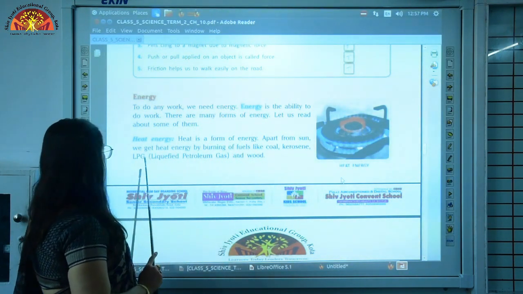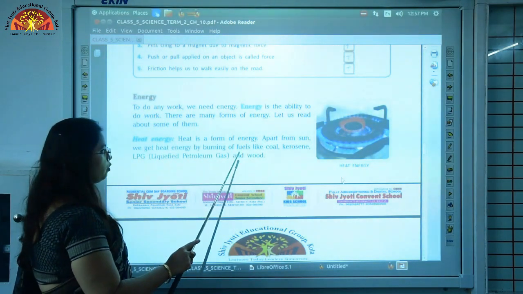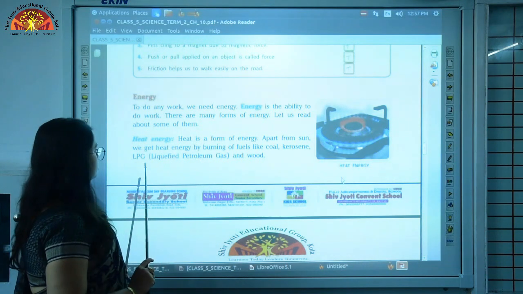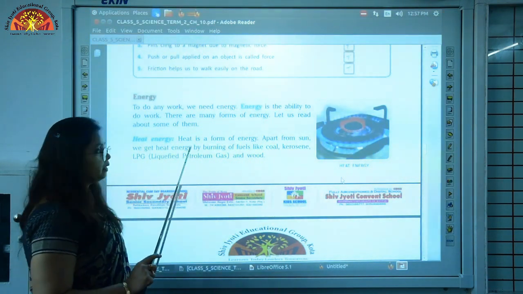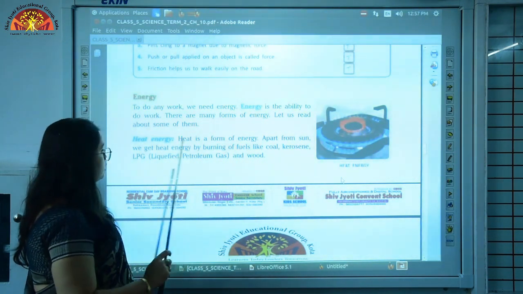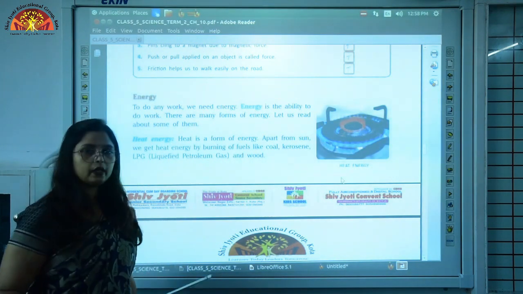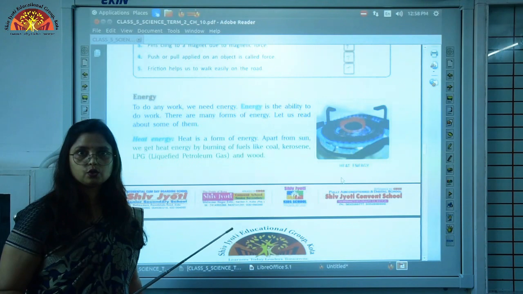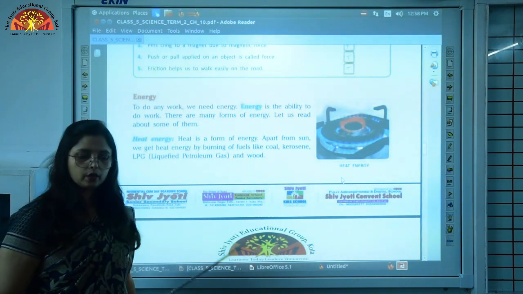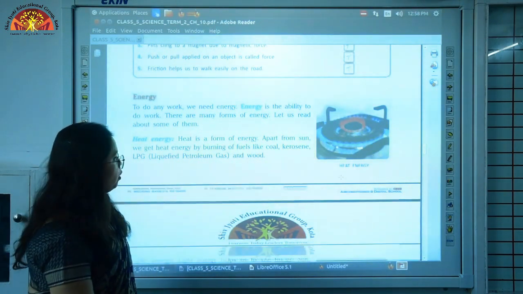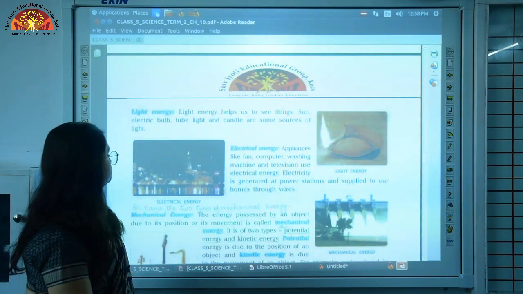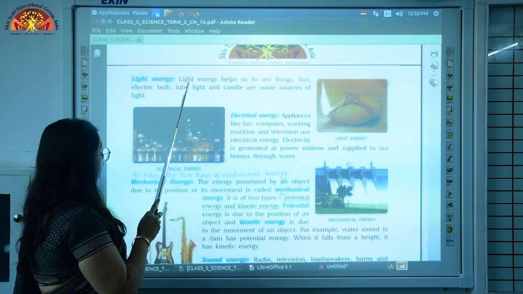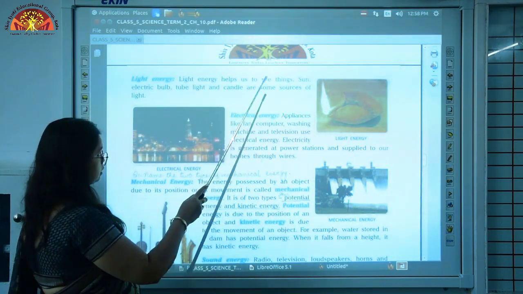Apart from the sun, we get heat energy by burning of fuels like coal, kerosene, LPG, which is liquefied petroleum gas, and wood. Children, here this LPG or liquefied petroleum gas is the fuel which we use in our households, in our kitchens as cooking gas. Now, another form of energy here is light energy. Light energy helps us to see things.